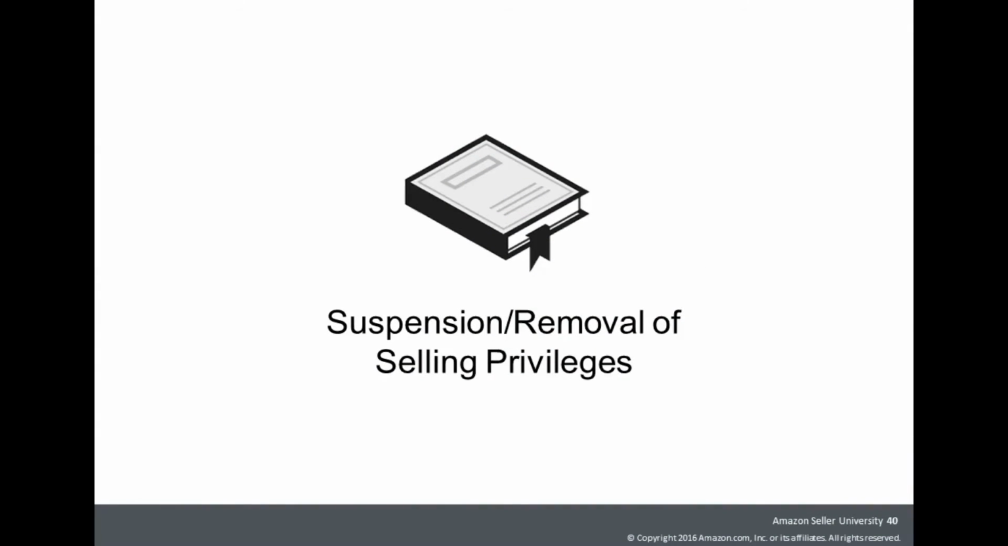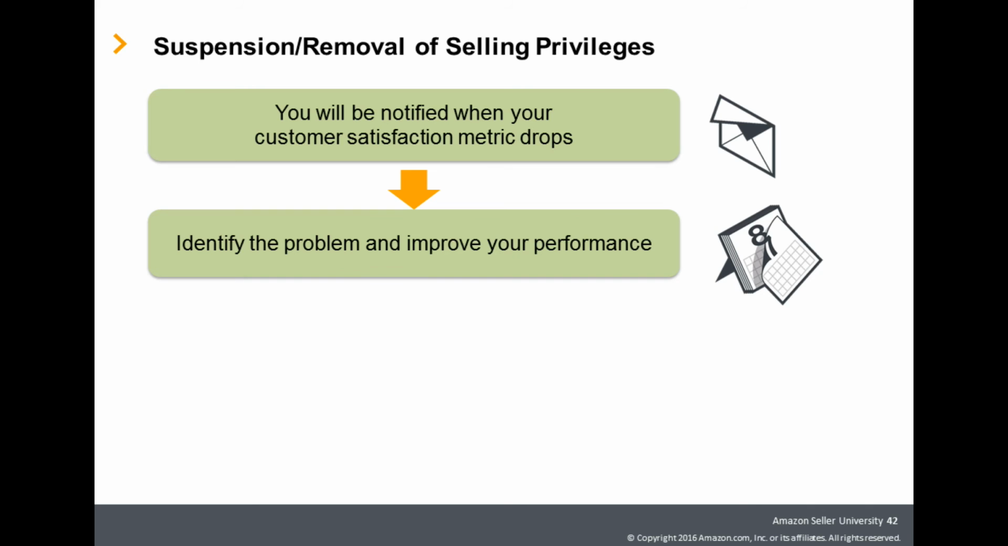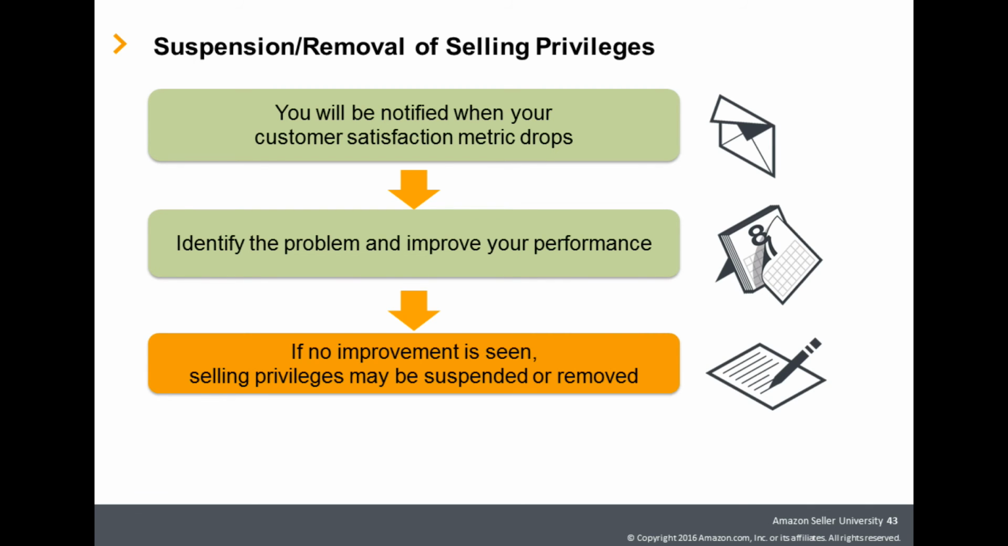Poor performance on customer satisfaction metrics, violating the Amazon selling policies, and attempting to list restricted products can result in the suspension or removal of your selling privileges. If your selling privileges have been removed, they may be eligible for reinstatement upon appeal. Here's a quick rundown of the typical appeal process. Amazon will notify you when your customer satisfaction metric drops. You should then identify the problem and improve your performance. If no improvement is seen, selling privileges may be suspended or removed.